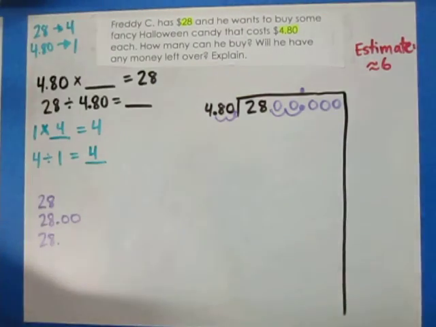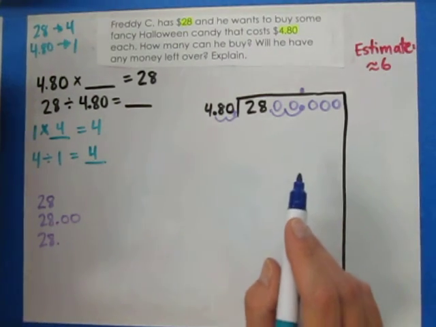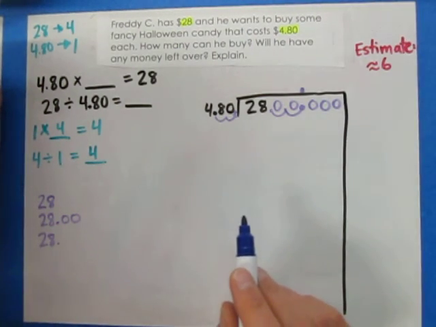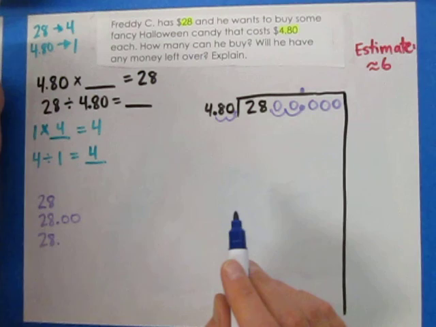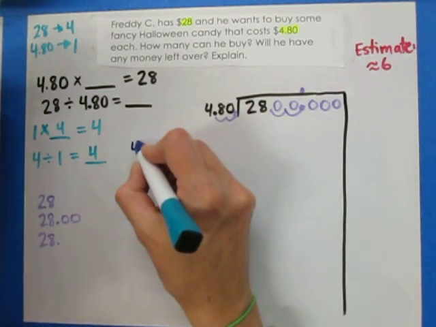All right. Now I'm going to divide. Okay, so if I think it's going to be about 6, well, maybe I can multiply by 5, because it's going to be between 5 and 6. It's not going to be more than 6, and it's not going to be less than 5. So maybe I multiply 480 times 5.